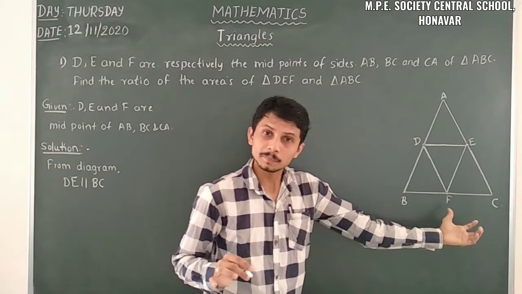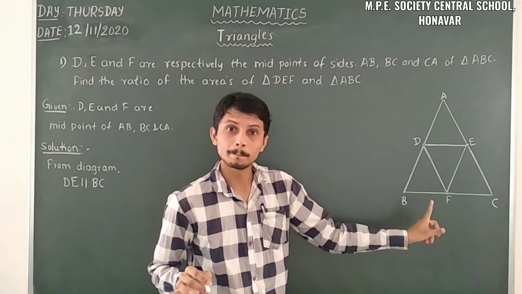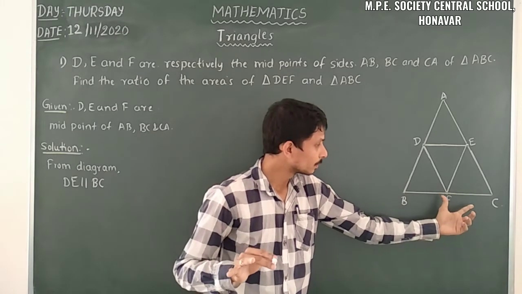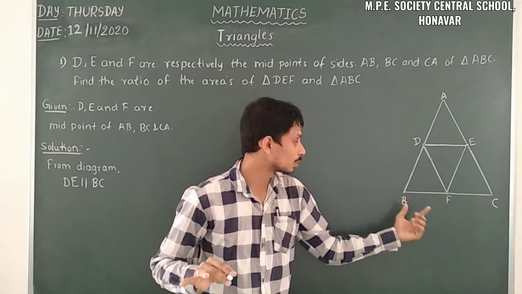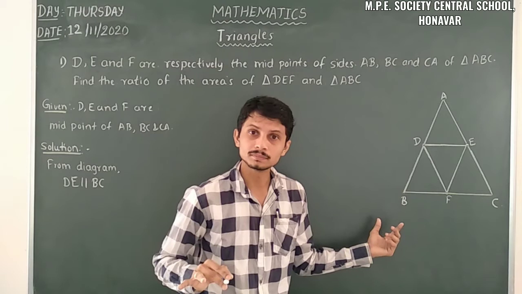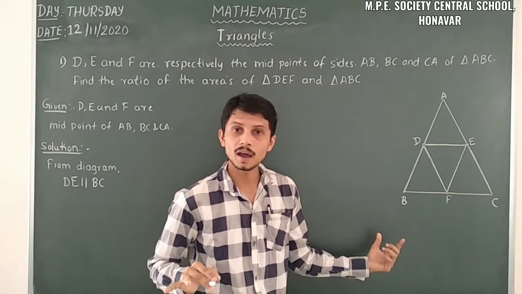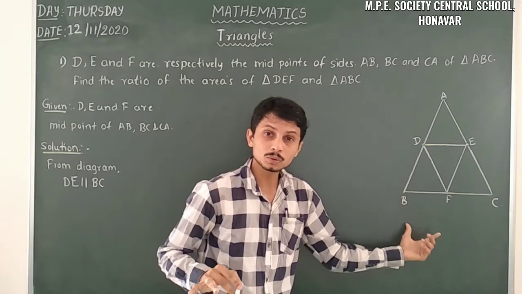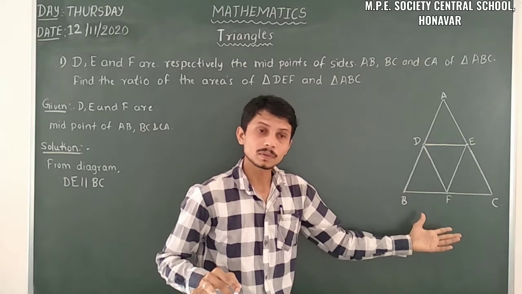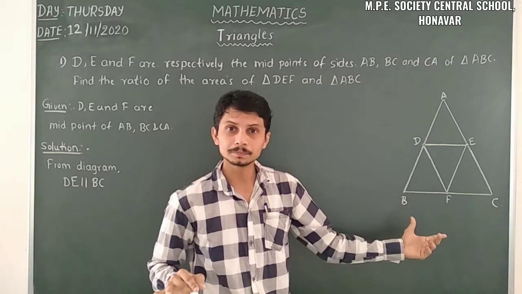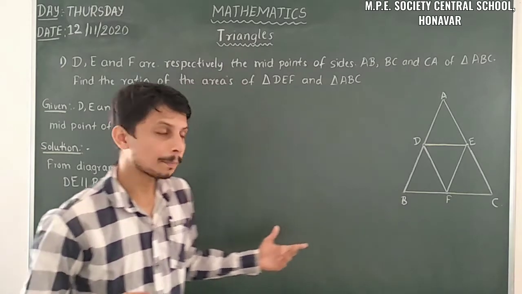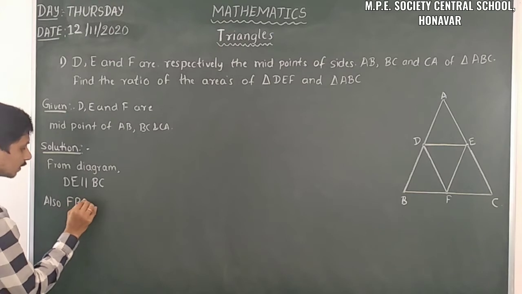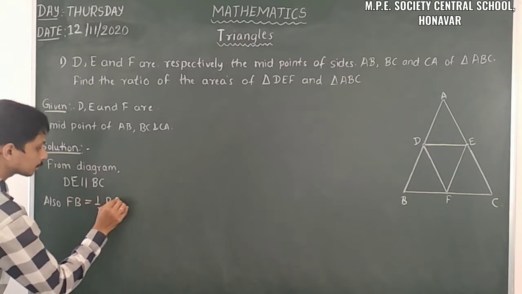Here F is the midpoint of BC. F is the midpoint of BC, so the complete side BC is equal to 2 times FB. That means FB is equal to half of BC. So FB is equal to half of BC.